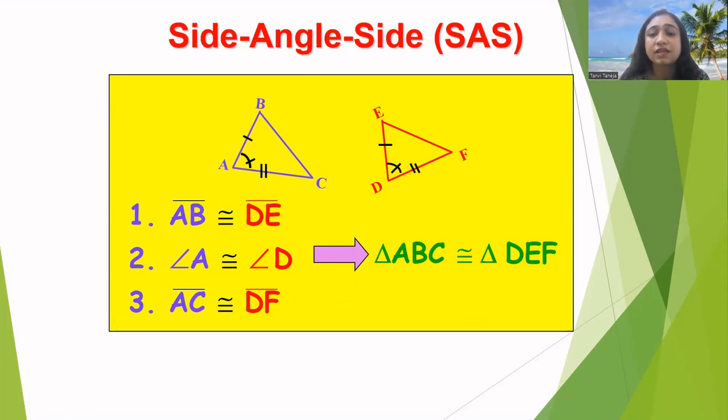Now this is the second criteria, SAS. As the name suggests, there should be one side, then an angle in between and the other side. And we can say the two triangles are congruent.